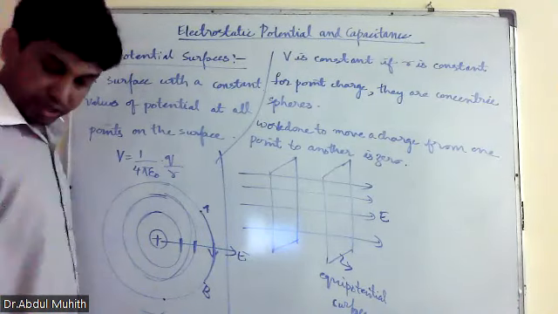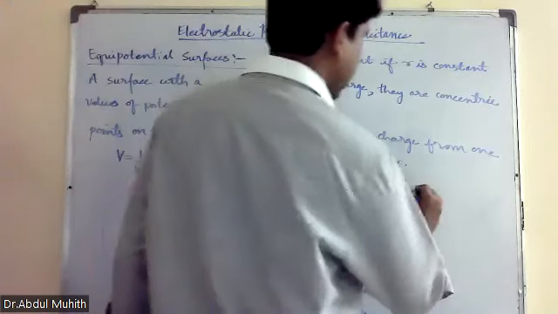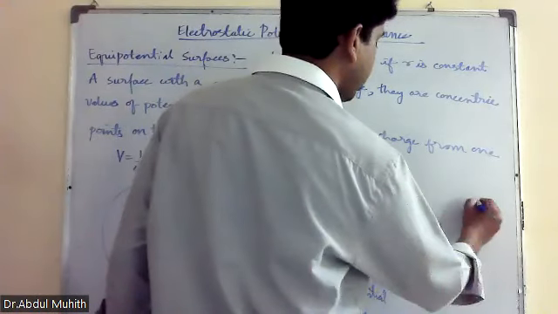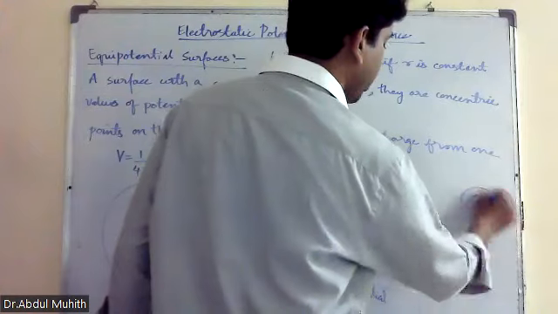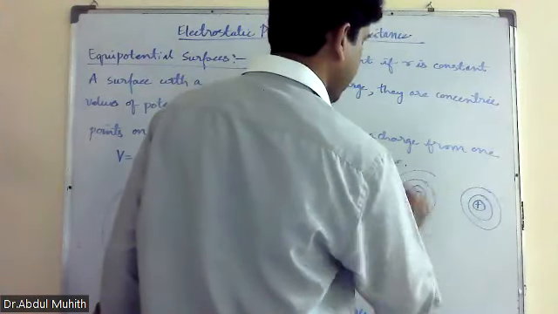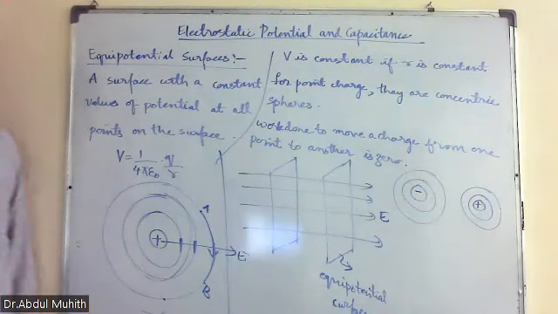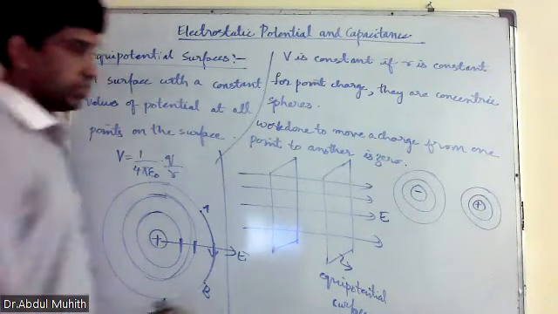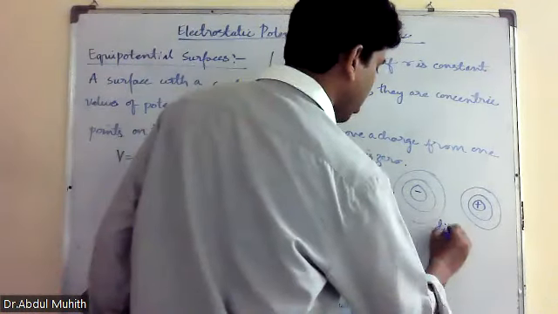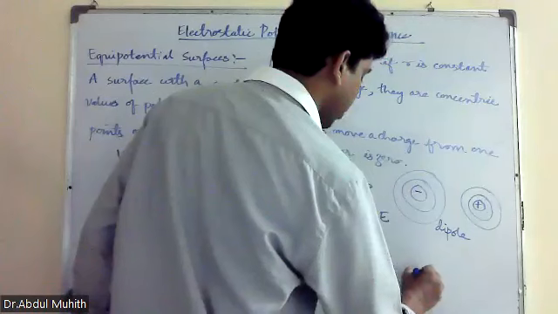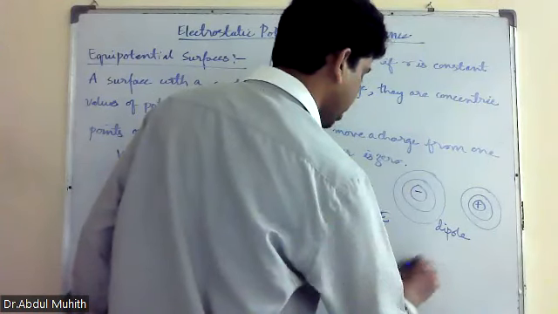Next, there is a dipole here. If you are taking a negative and a positive charge, this is a dipole. This was asked in the exam: draw the equipotential surfaces for a dipole and for two identical positive charges.